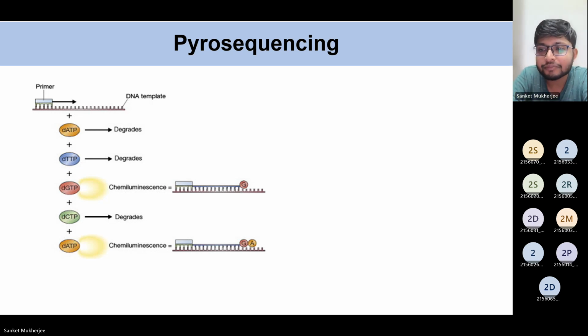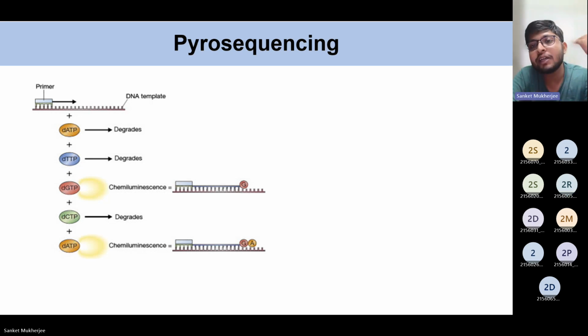Clear? Okay, sir. Then I add C. Then again I see luminescence. So the first sequence is G, then it is C. Let's say after that we have T, so we will do this cyclically. We'll again add A, there is no luminescence. Then with T we observe luminescence. So like this, we have pyrosequencing results. So what is the utility of this apyrase enzyme?